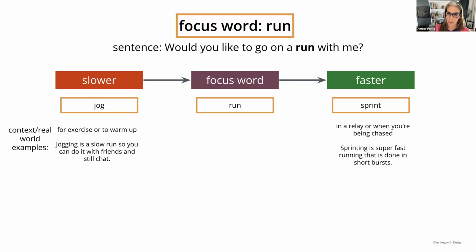And so that's the next little part that it says: sprinting is super fast running that is done in short bursts. So you can't sprint for 20 minutes, right? It's just not possible unless we're, I guess, an Olympic athlete. But in this case, we're going to say that sprinting is really meant to be done in short bursts, right? To get away or in some kind of competition race situation.